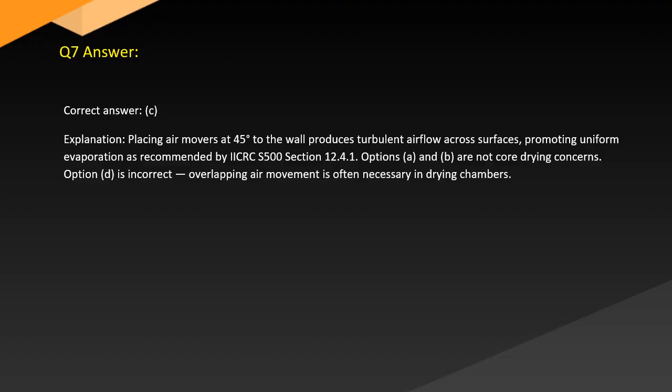Answer. Correct answer: C. Explanation. Placing air movers at 45° to the wall produces turbulent airflow across surfaces, promoting uniform evaporation as recommended by HRConquer Section 1.2.4.1. Options A and B are not core drying concerns. Option D is incorrect. Overlapping air movement is often necessary in drying chambers.